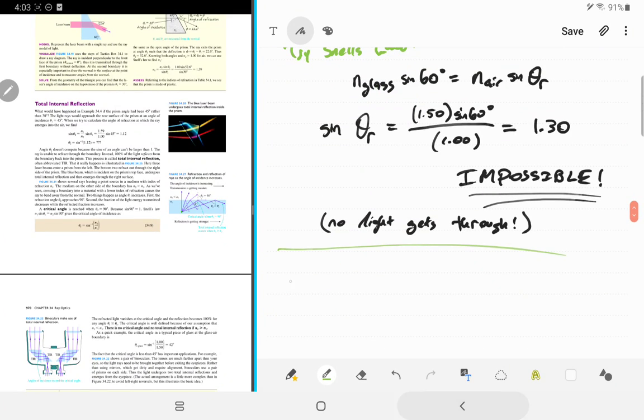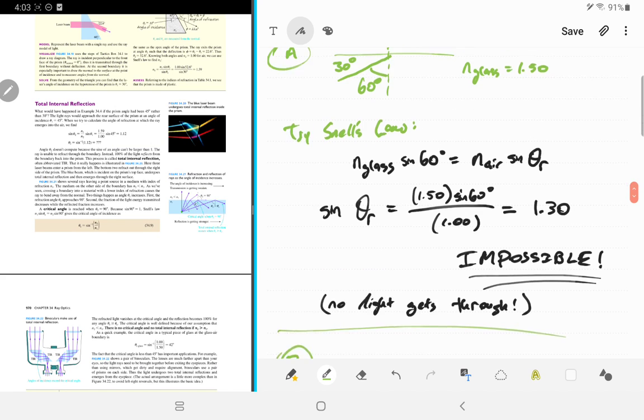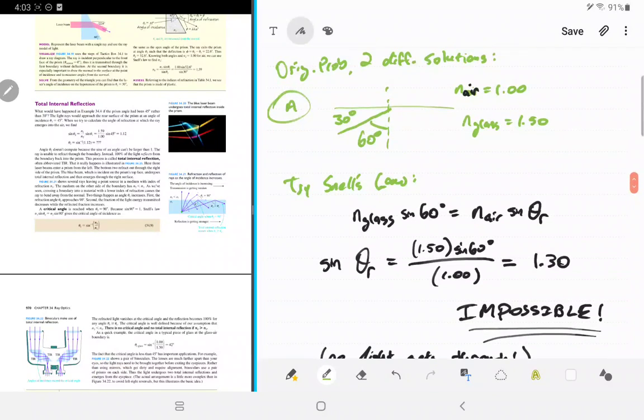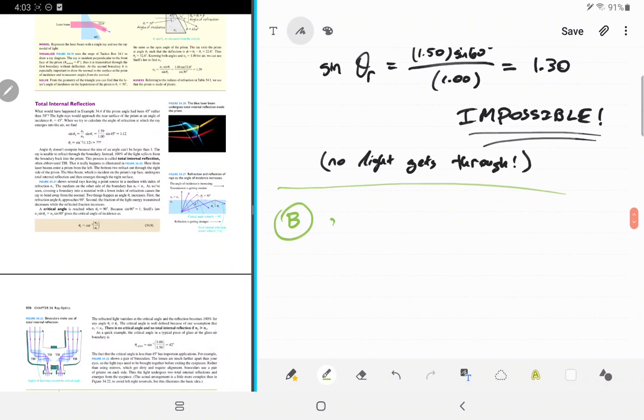Another solution is to compute the critical angle and then see if your angle is bigger than the critical angle. Based on our solution from before, we suspect that our angle of incidence, 60 degrees, is bigger than our critical angle. But let's go ahead and verify that. So let's calculate the critical angle. Theta c is arc sine of n low over n high. Remember, we're starting off in the higher index of refraction material. We're starting off in glass and we're going to air. So total internal reflection is possible.